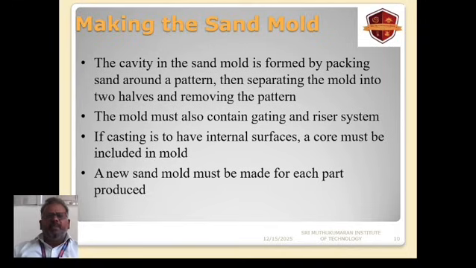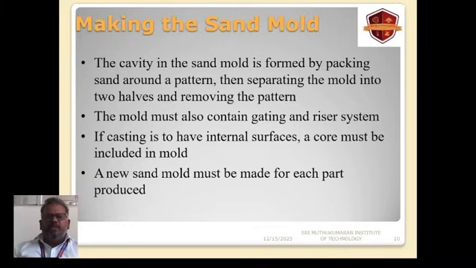So how do you make the molding sand? The cavity in the sand mold is formed by packing the sand around the pattern, then separating the mold into two halves and removing the pattern. Then the mold must also contain the gating and riser system. Why are we calling it gating? Gating is the path through which the molten metal flows, and the riser is the area where we get the indication that the cavity is completely filled, when the metal rises to the riser level. Then we can stop pouring the molten metal.